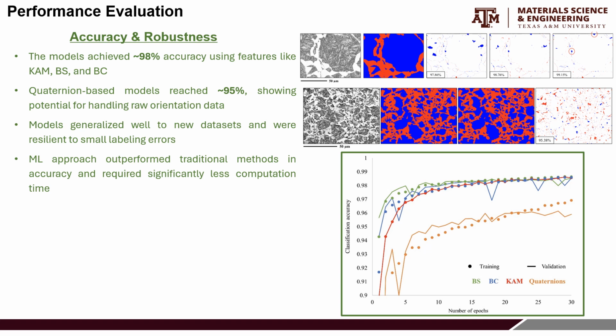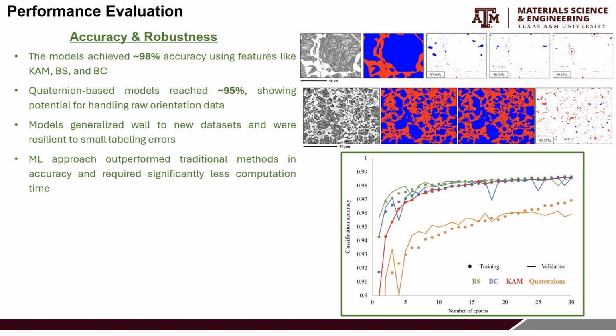On the top image, you can see this is a band slope image, and then it also has a ground truth. The accuracy maps are present for the individual band slope and kernel average misorientation. And on the far right, you can see the accuracy actually improves if we couple both the band slope and the kernel average misorientation models together. So essentially, it improves the efficiency of the model. It goes up to 99%. And this is on the specific heat-treated dual-phase microstructure.